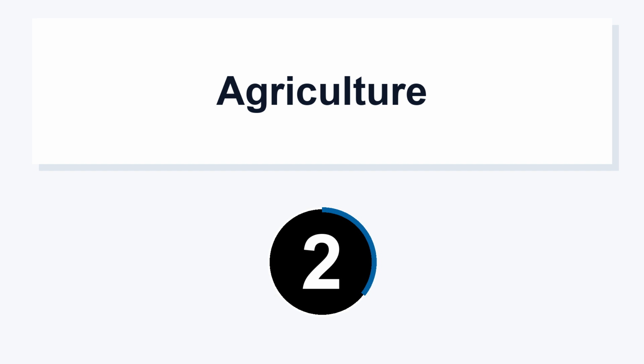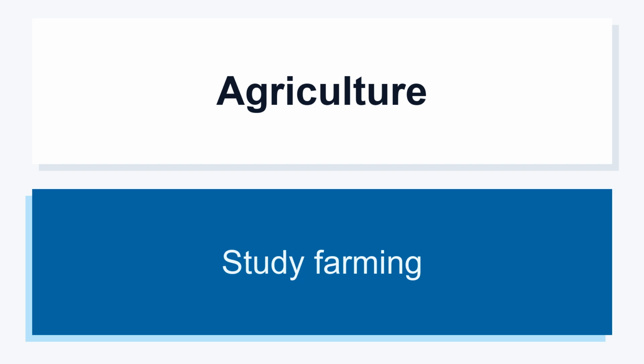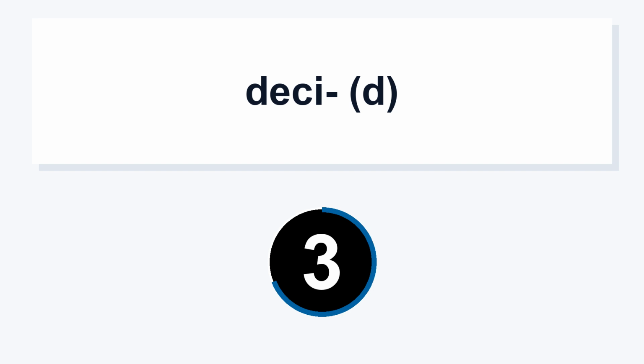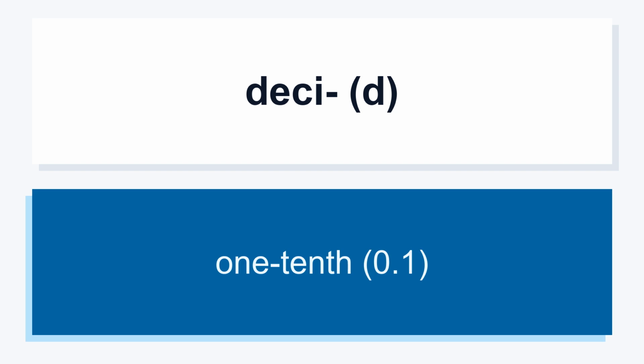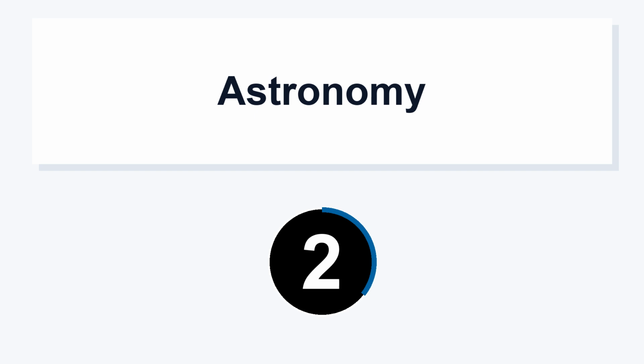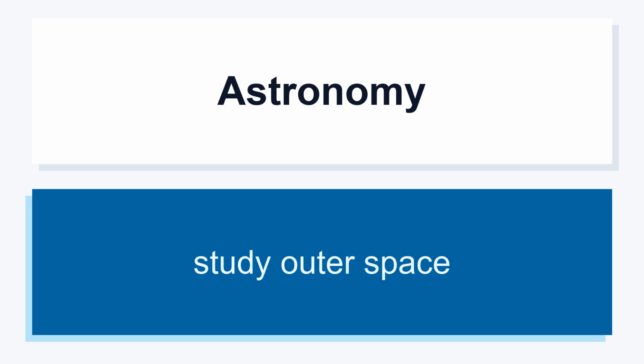Agriculture: study of farming. Deci, d: 1/10, 0.1. Astronomy: study of outer space.